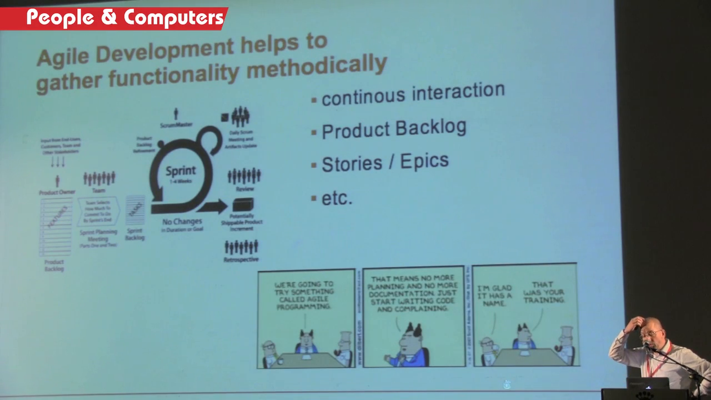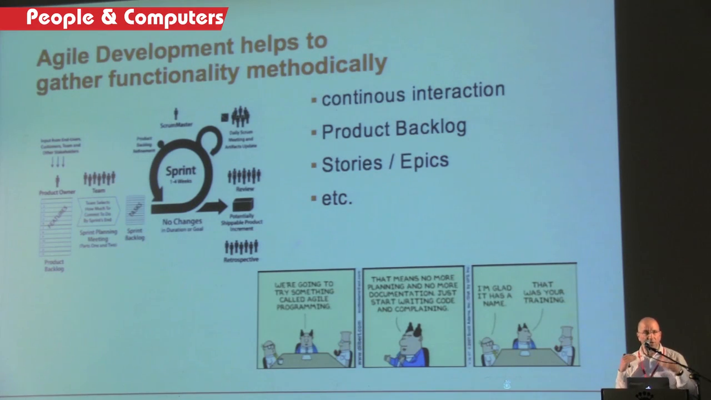So how do we tackle those problems? Well, one way to tackle is with agile development. And agile development helps to gather the functionality in a methodical way through several steps, which I'm not going into detail right now.